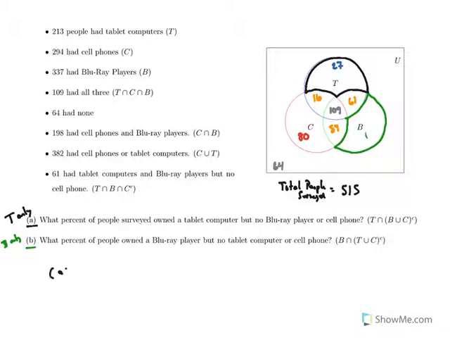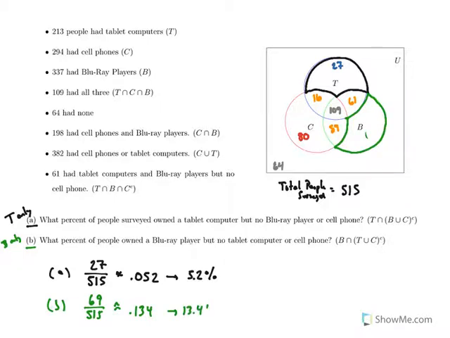So part A, to answer the question, we have 27 people out of 515 gives us about 0.052 or 5.2%. In part B, we take our 69 in that region divided by the 515, and that gives us about 0.134 or 13.4%.